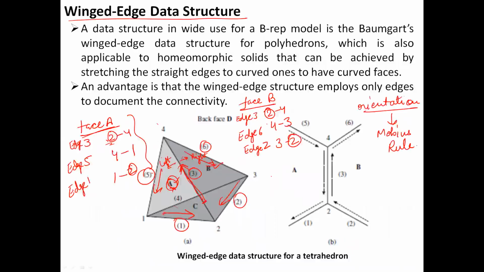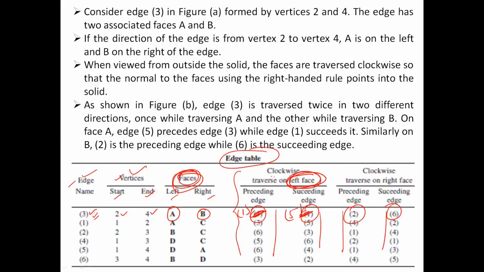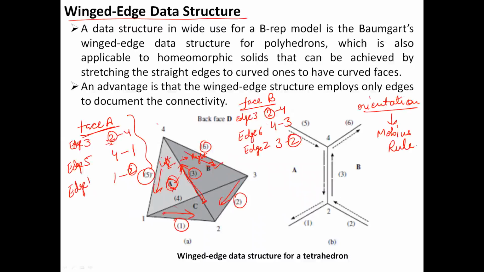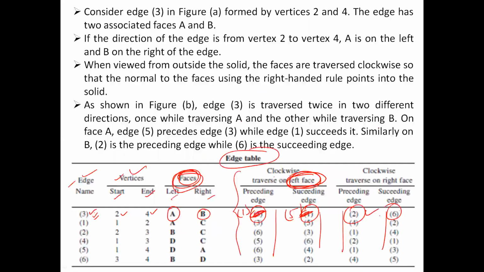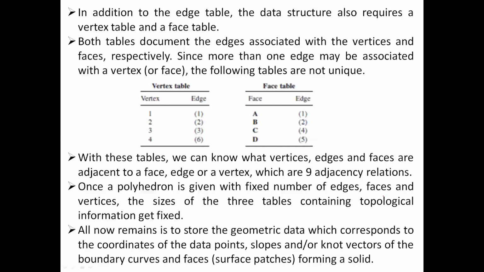Now go to edge B, to face B. What will be the preceding? 2. And what will be the succeeding? 6. 2 and 6. Okay? So basically now, if you compare this whole information with the wireframe model, what is the additional information you are getting?